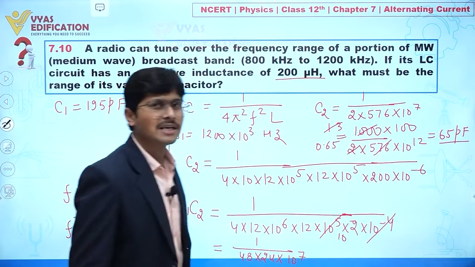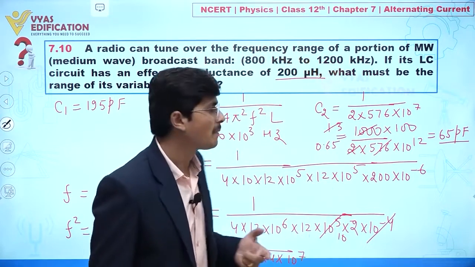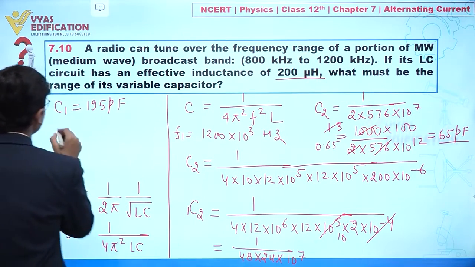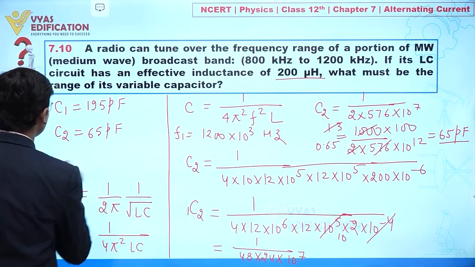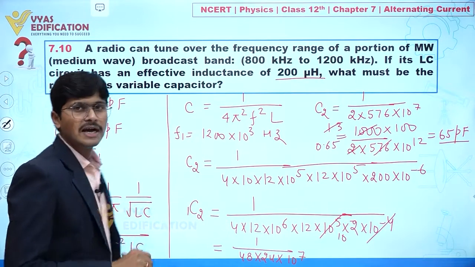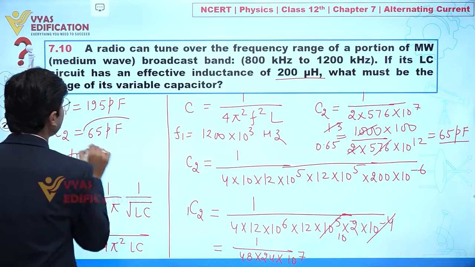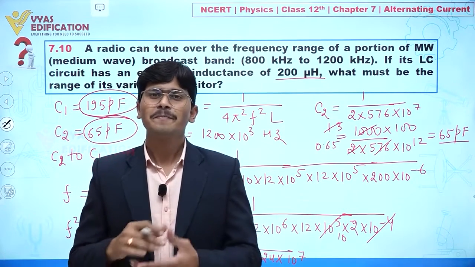So now we can say for a given frequency range we are getting capacitive range that is equal to what? I can say C2 we are getting, this is 65 picofarad. So we are getting range from C1 to C2, clear. And what is our range? From 65 picofarad to 195 picofarad, clear. So this is all about this question.